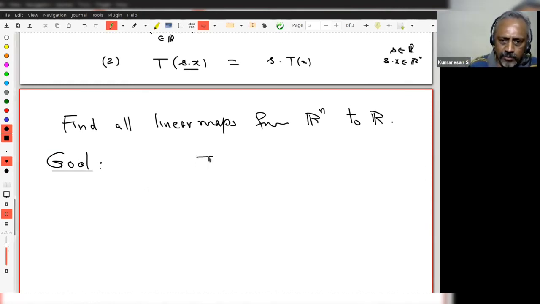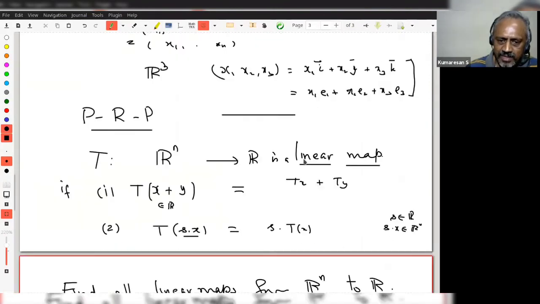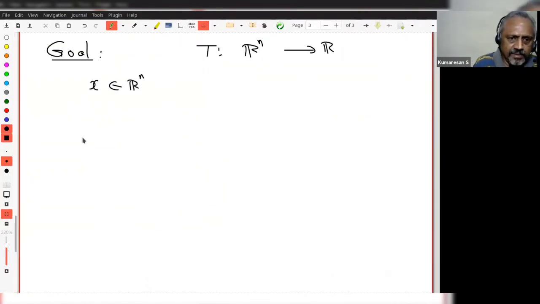Notice that suppose T is a linear map from Rn to R. Right? Now start with the vector x in Rn. Do you see that? I can write x as x1 E1 plus x2 E2 plus up to xn En, where E1, E2, En are vectors, but x1, x2, xn are scalars. Right? Therefore, I can ask what is T of x? T of x is going to be T of x1 E1 plus up to xn En.